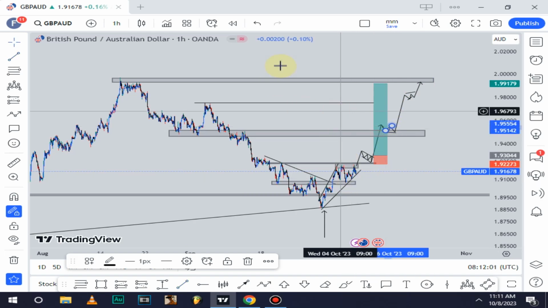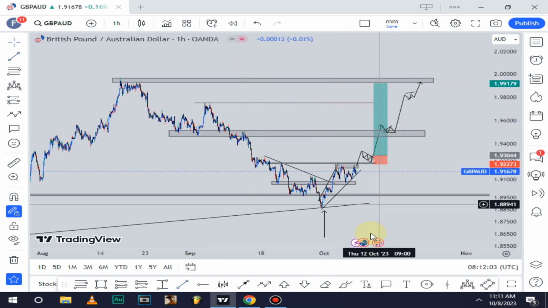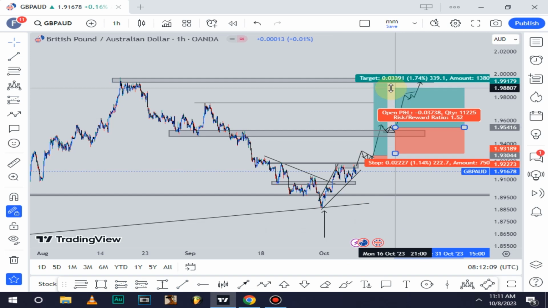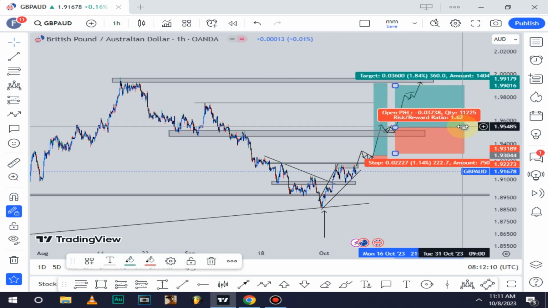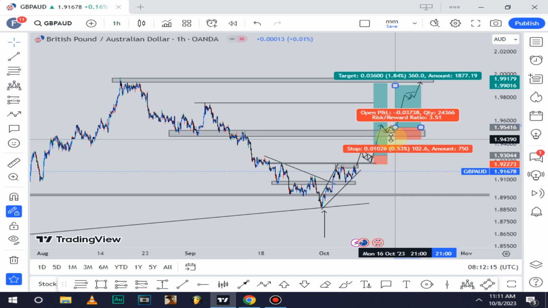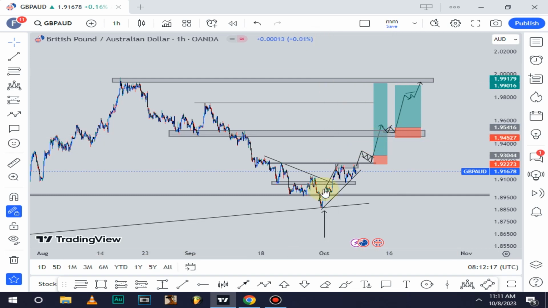Okay, so those are just zones of interest that you might try to scale in if the market continues to go up. Okay, the market continues to go up until we reach there. But maybe we should look out for any signs to go down too.